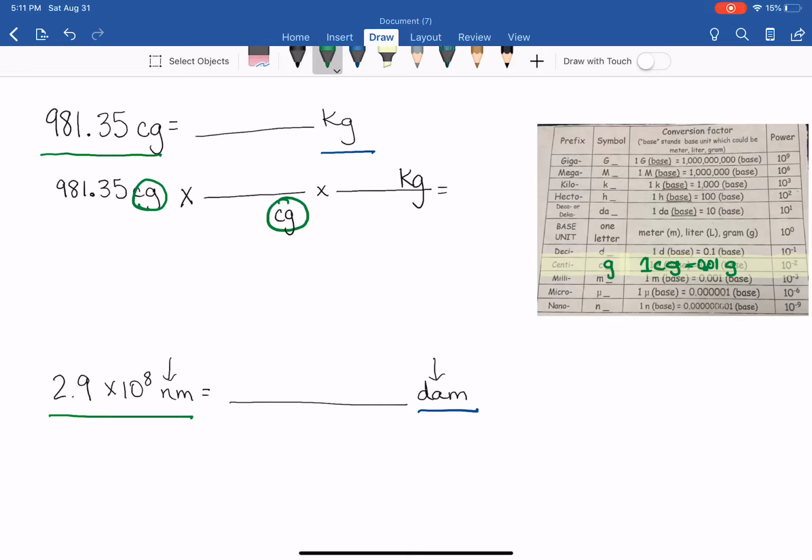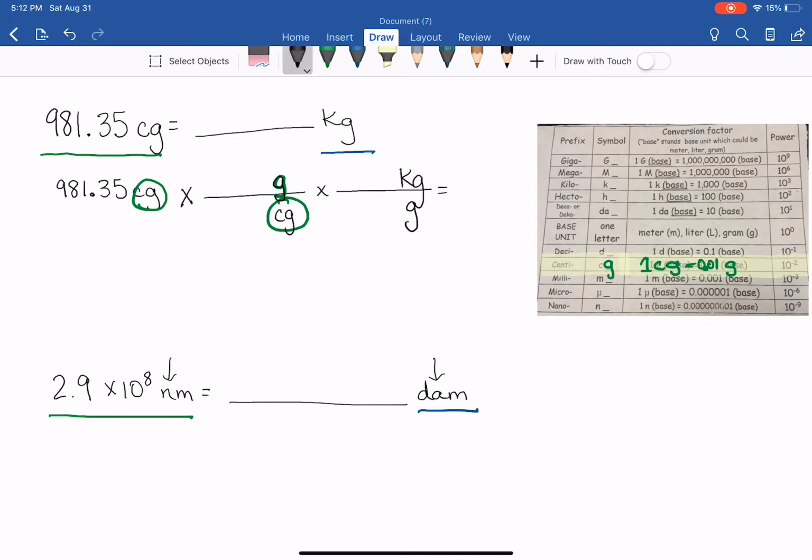So in my conversion factor, I can't go straight to kilograms because my conversion factor says 1 centigram equals 0.01 grams. So I have to go to grams. I don't want grams anymore, so I'm going to get rid of the grams by writing it diagonally down. So when I do my math, the G's will cancel out, the centigrams will cancel out. Now, I've got all of my conversion factors set up with their units, and I would recommend that you make sure you write all your units down when you're doing these problems.